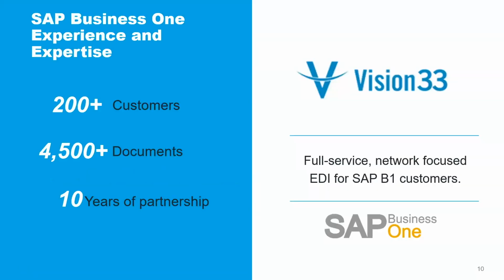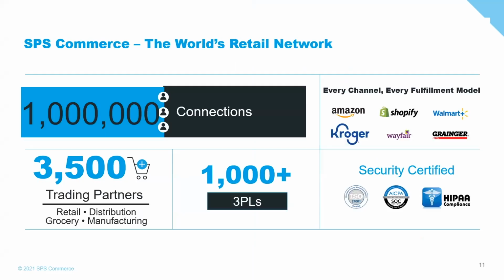So specifically, SPS and Vision 33 have had a long, successful partnership together. We have hundreds of mutual customers, over a decade of joint partnership, where SPS Commerce is the network to our customers, and Vision 33 has built IP that we work together to sell joint solutions with to the SAP B1 community. As I said, hundreds of customers and thousands of documents we're processing every hour.